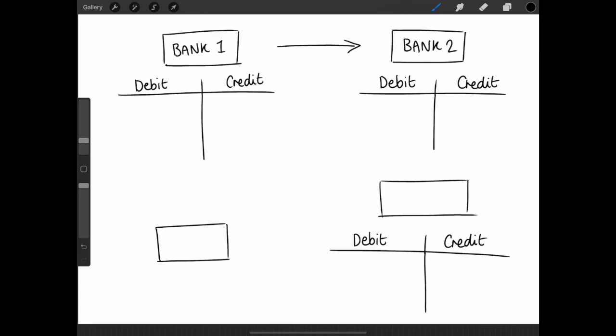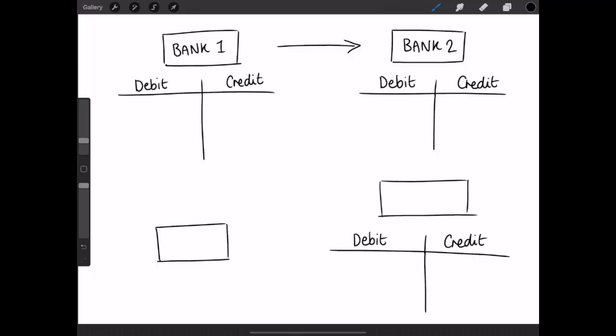Well, I need to do debits and credits. That means I've got to debit one of these accounts and credit the other. Well, always think about what's happening. So if I'm transferring £100 from bank 1 and I'm transferring it to bank 2, how does that relate in debits and credits?